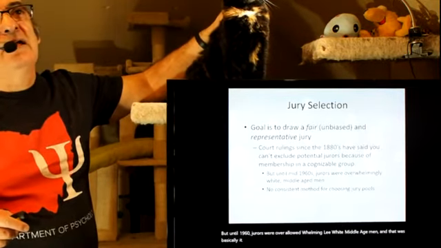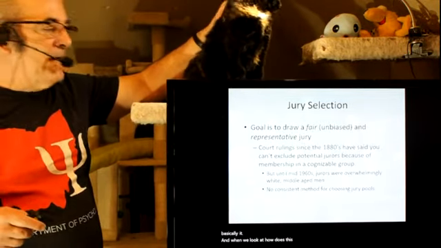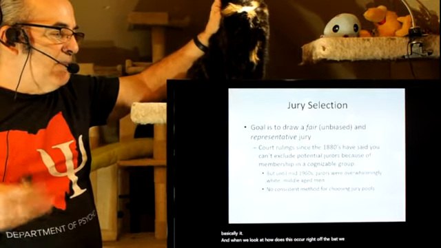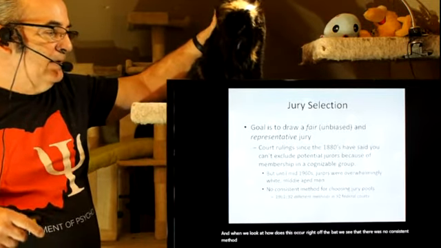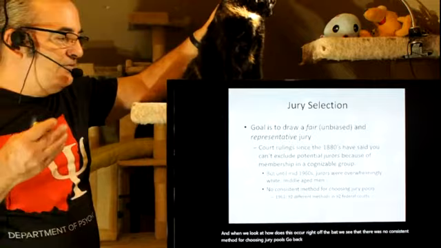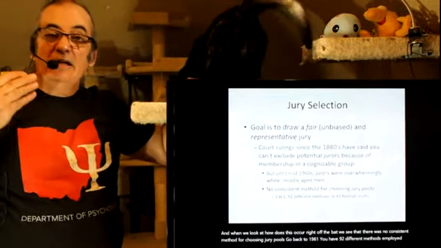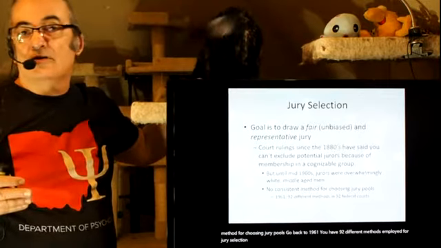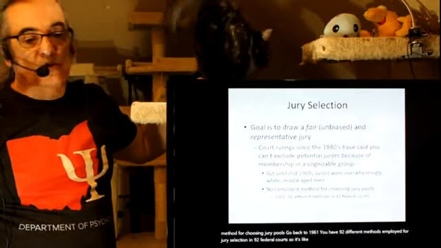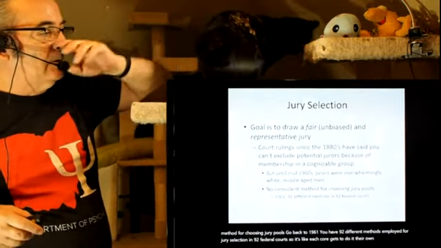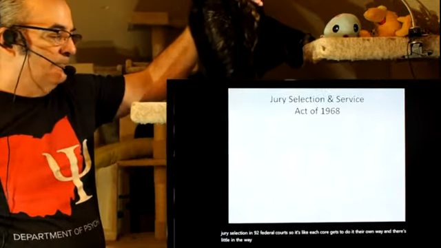And when we look at how this occurred, right off the bat, we see that there was no consistent method for choosing jury pools. Go back to 1961, you have 92 different methods employed for jury selection in 92 federal courts. So it's like each court gets to do it their own way, and there's little in the way of consistency in this regard.